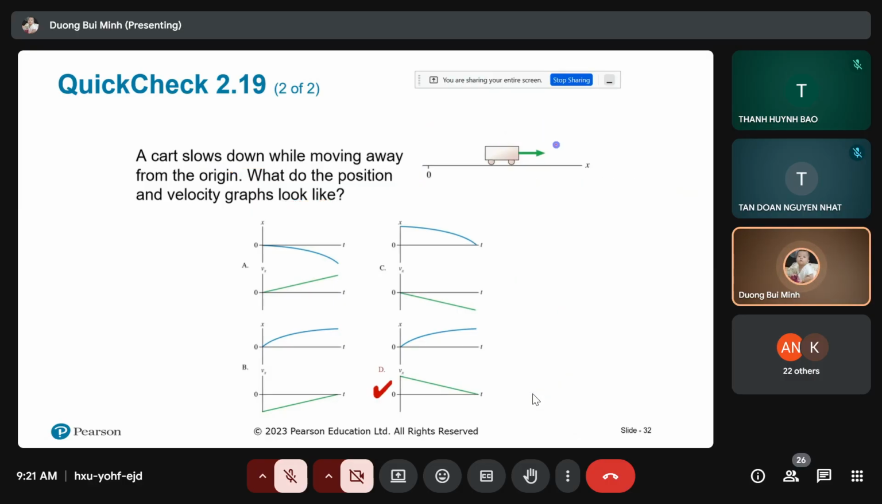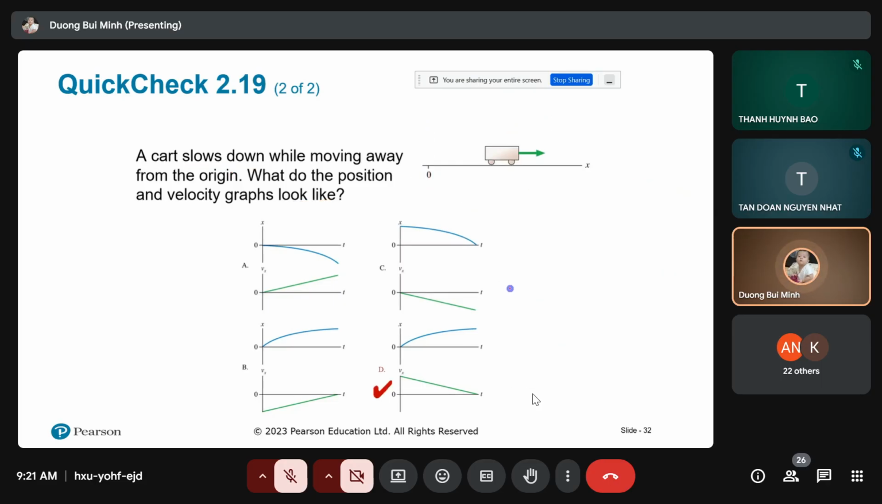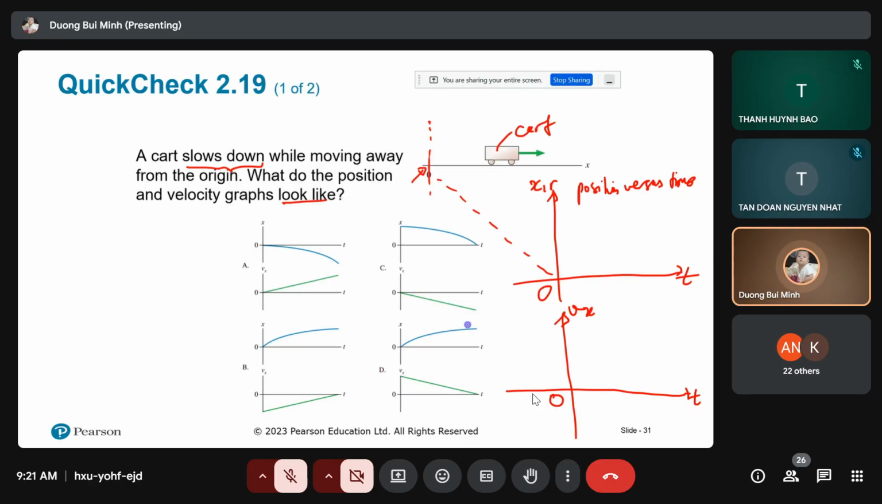Okay, time's up, so we need to check the answers. The correct answer is this. It's very easy, because you can see at the beginning the car will be here. So x is 0, xi is 0. After some time you get xf, and xf is higher than xi. So the curve looks like this.